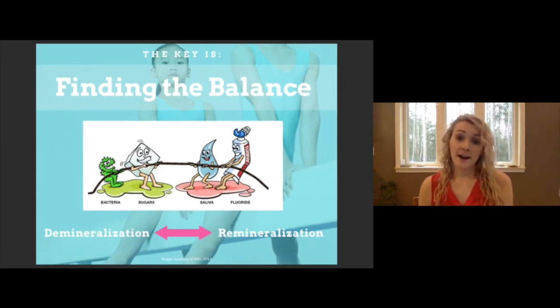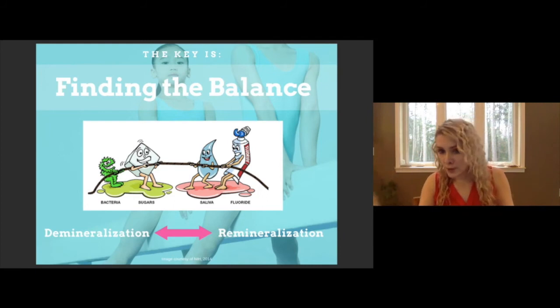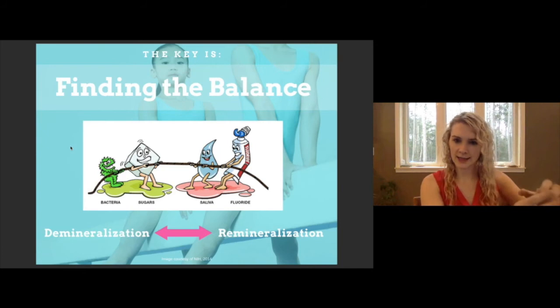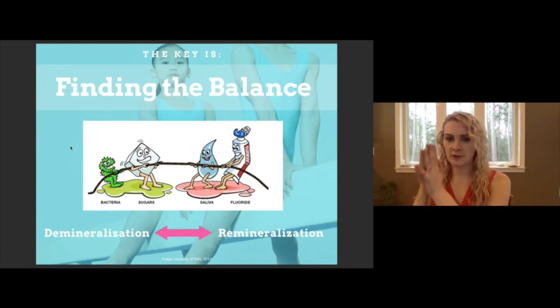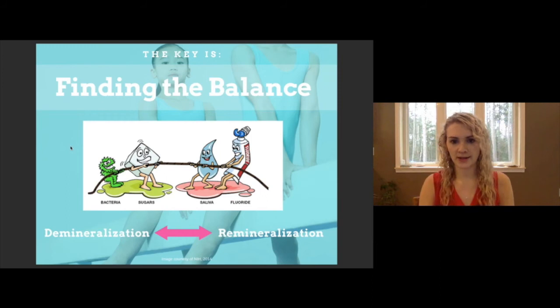The key is finding the balance between demineralization and remineralization. As you can see in this lovely photo by the NIH, bacteria and sugars cause the teeth to demineralize, to become weaker and less strong, whereas on the right side, our saliva and fluoride, those are what causes the tooth to remineralize or become stronger. And that's where we want to stay.